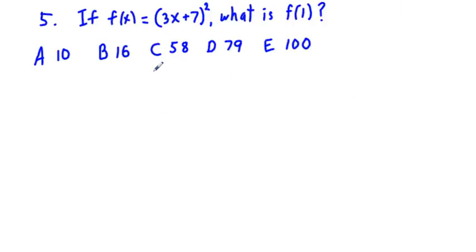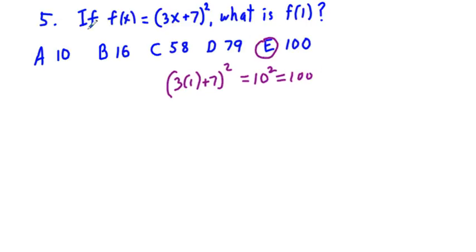Next problem, if f of x equals (2/3x plus 7) squared, what is f of 1? For this, we can replace that x with 1, and what we have is 10 squared, which equals 100. So that's answer choice E. Should be an easy one.